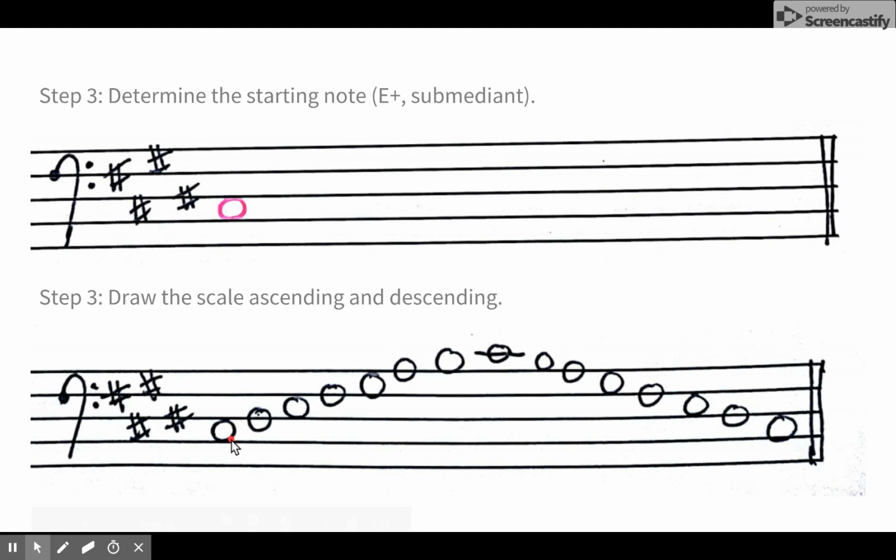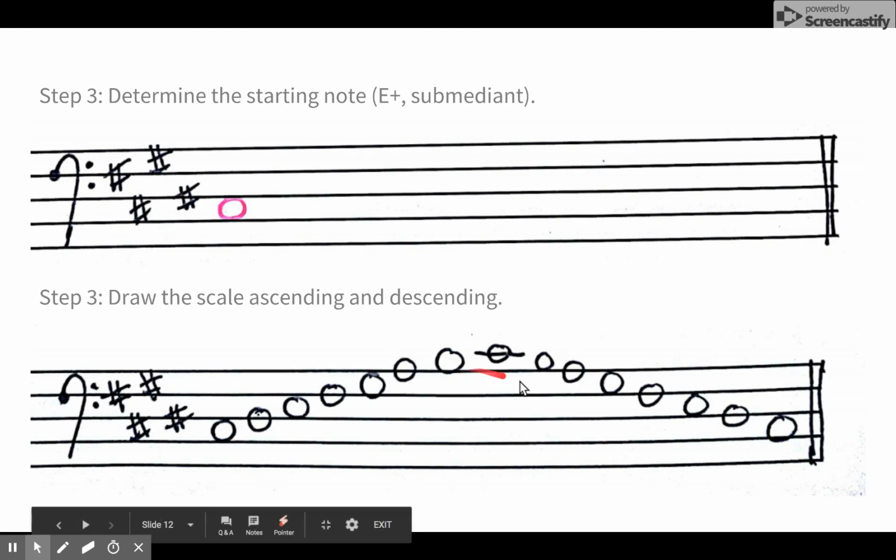Remember, when you're drawing these scales, you want to draw them with the least amount of ledger lines. So if I had started on the C below the staff, it would have been a couple ledger lines below. And if I'd started here, obviously it would have been way above the staff. So I like to start in the middle.